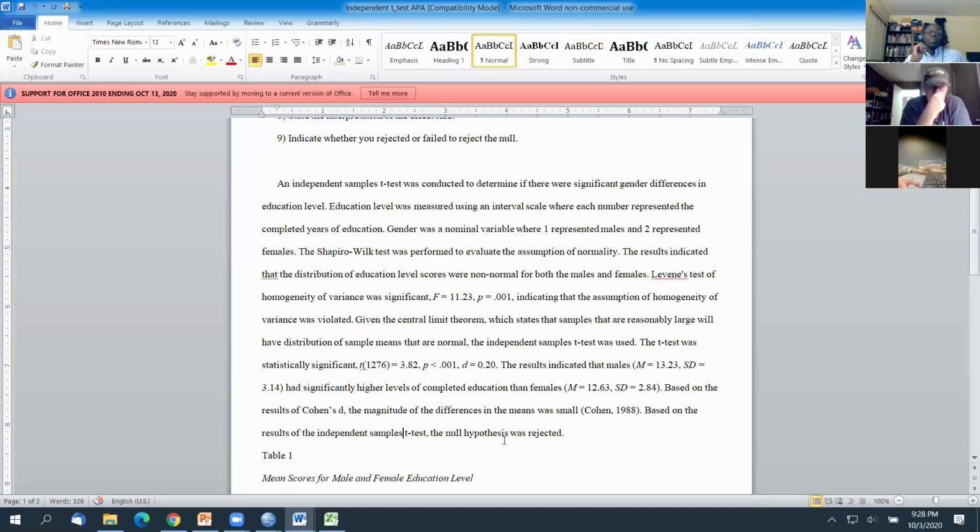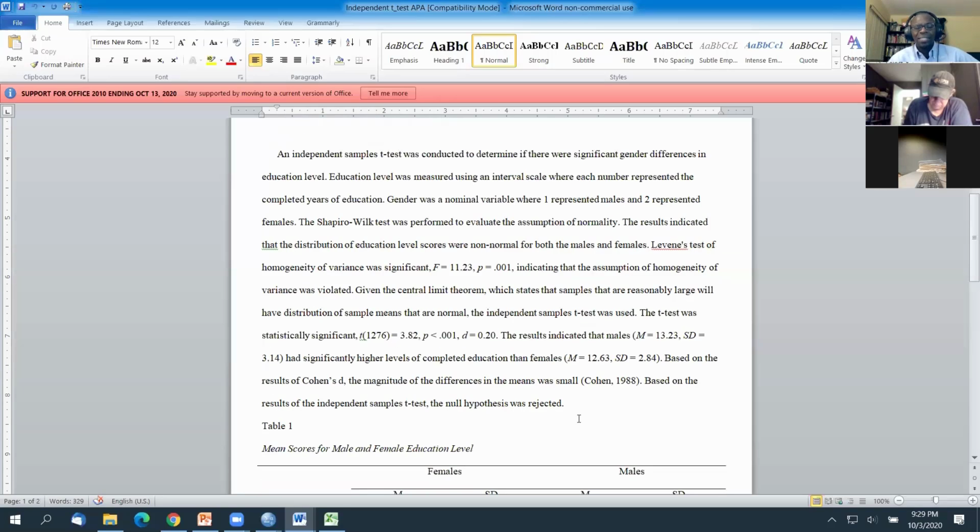If the p-value of the statistical test is less than 0.05, you reject the null hypothesis. You throw it out, because the null hypothesis says there is no difference between the two groups. So if there is a difference, you have to reject it. If the p-value is 0.05 or greater, you fail to reject the null hypothesis. So that's the last thing you're going to talk about.